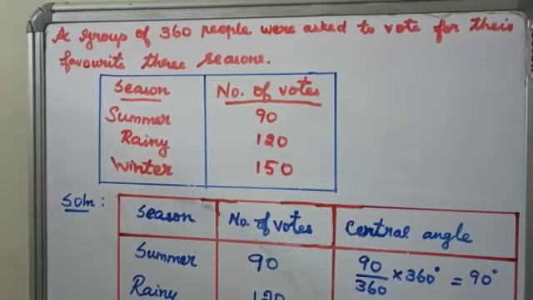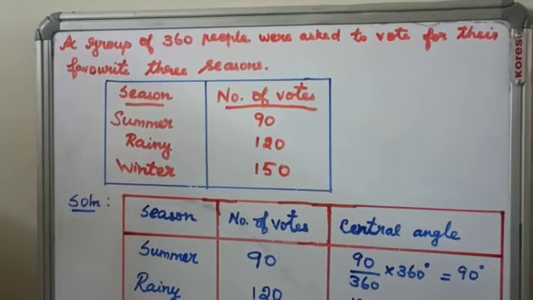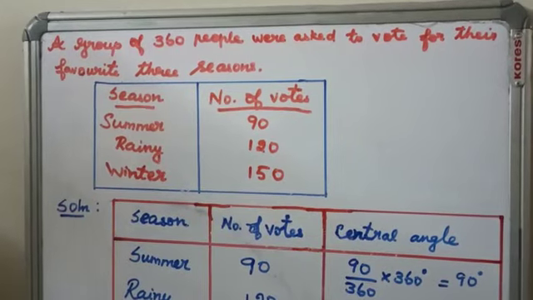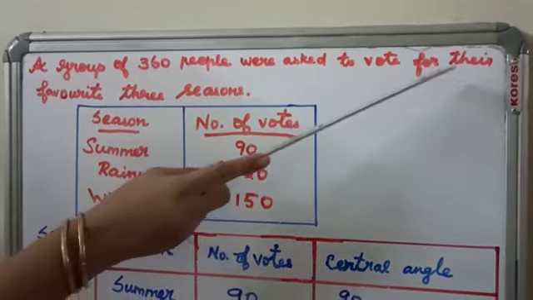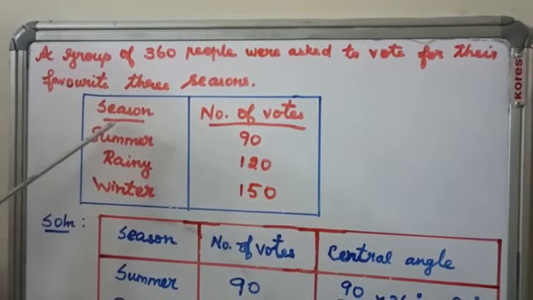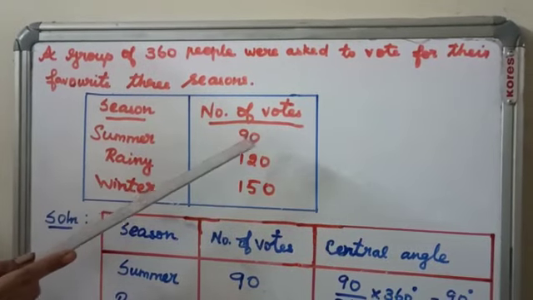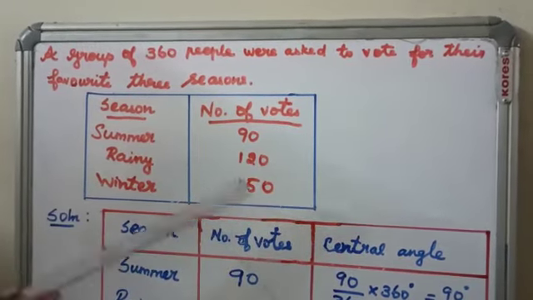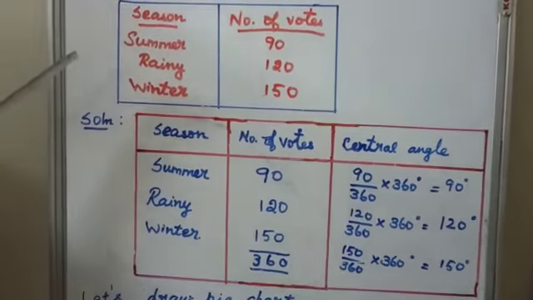Students, today we are going to learn how to draw a pie chart from the chapter data handling. Okay, see the question. A group of 360 people were asked to vote for their favorite 3 seasons. Okay, season name is given here. Season is summer, rainy, winter, and number of votes is 90, 120, 150. With this data given, we have to draw the pie chart.